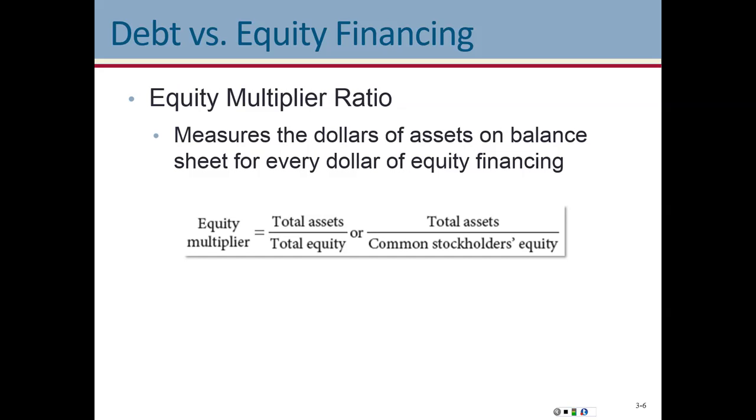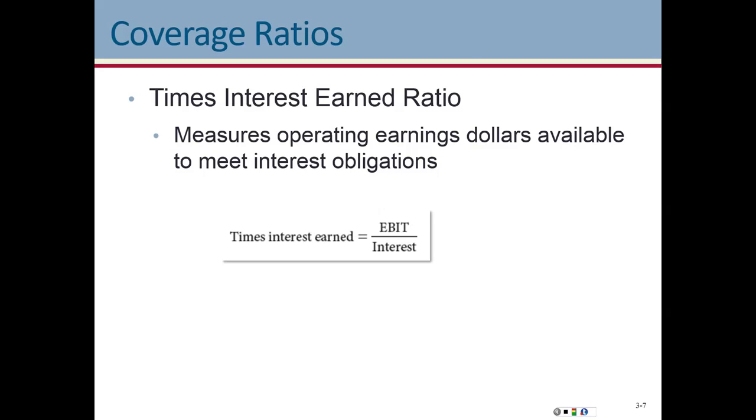Then we have the equity multiplier. It's total assets divided by total equity, or total assets divided by common stockholders' equity. So out of every dollar that our investors have put into the corporation, how many dollars do we have in assets? So basically that.